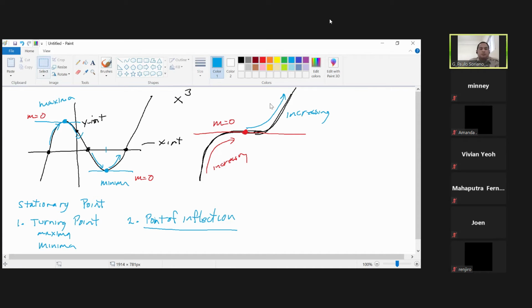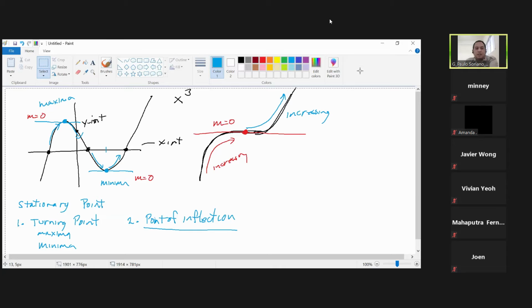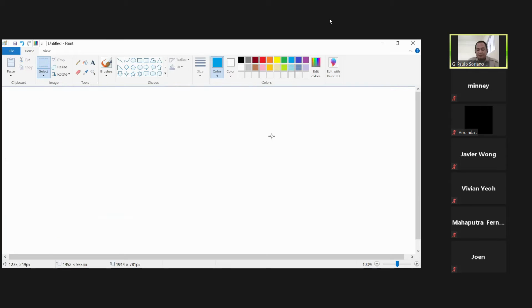Okay, so before we move on, is this clear? Yes, it's clear. Is this clear? Yes. Okay. Now, let's try to apply this knowledge that we have in graphing higher order polynomials.